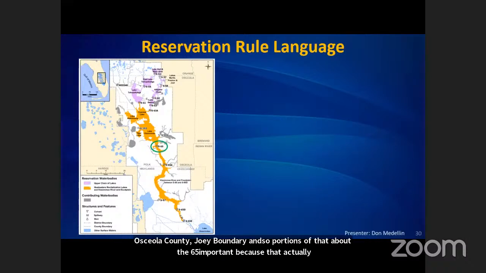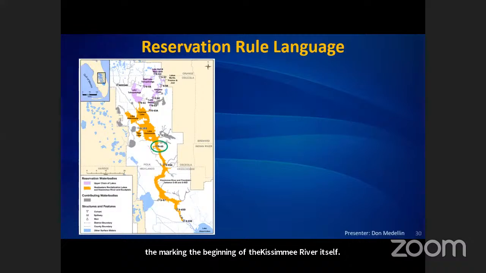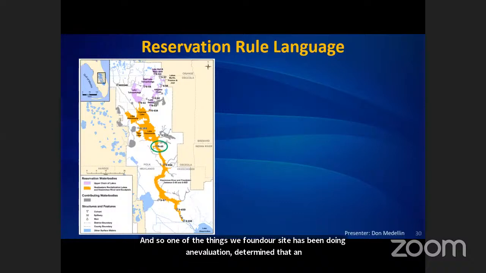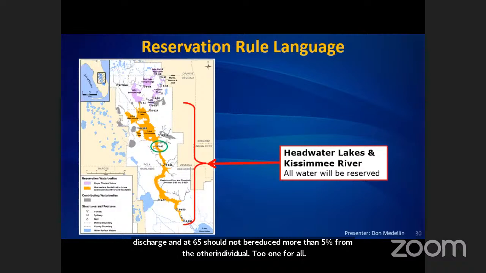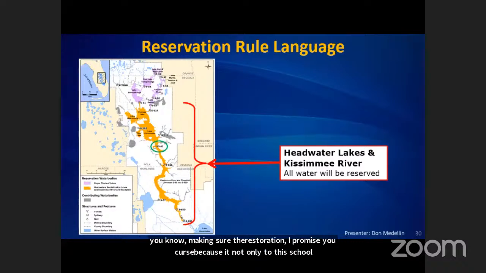And so one of the things we found, our scientists in doing the evaluation determined that an average annual discharge at S65 should not be reduced more than 5% from either individual or cumulative withdrawals. And so that is a very important component of this rule and is part of making sure the restoration hydrology occurs, because it's not only the physical form of changing and filling in the canal, but it's also the restoration hydrology, the restoration component of that restoration plan is critically important as well.